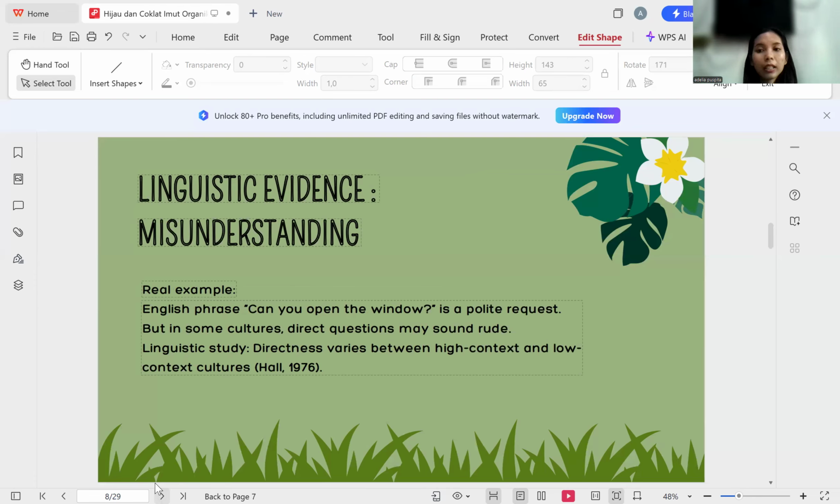Here is a real example, like in English, "Can you open the window?" It is a polite request, I think, but in some cultures a direct question may sound rude. So language studies show that directness varies between high-context and low-context cultures. This is from Hall in 1976.